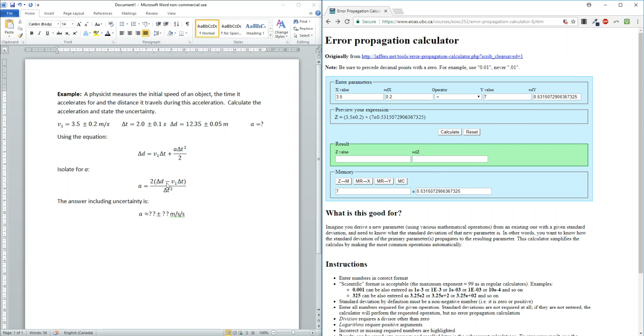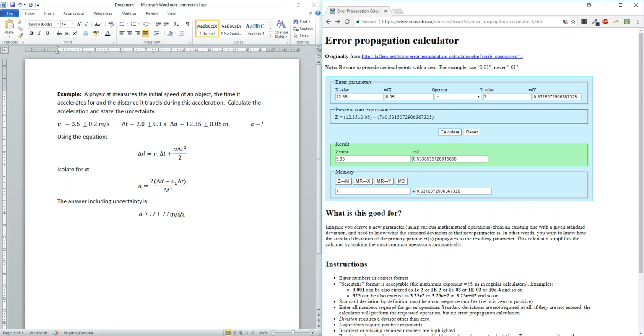Now, we know that what we're going to be doing is subtraction, and the x value, the delta d, was 12.35 plus or minus 0.05. Subtract the result of v1 delta t, which is this. You can see here's the expression. Calculate. Now I know the result is 5.35, and the delta dz didn't change much in this case, just by a very small amount, because we actually knew the z value quite well. We knew the displacement value quite well, so it didn't affect the error overly.